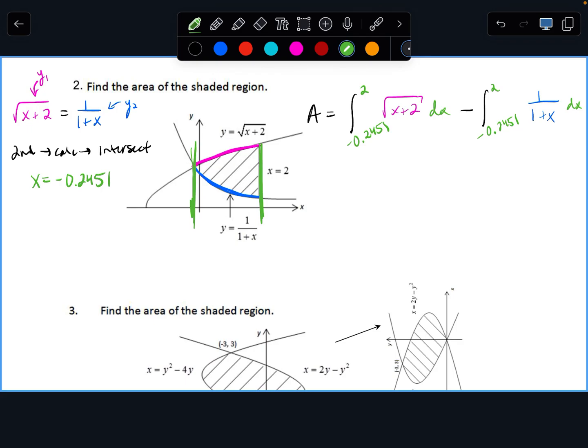The reason this is calculator is because of the intersection, not because that's hard to integrate. Okay? The integration on that is not hard. The intersection is what's hard. So maybe I'll show you the antiderivative for that just to be sure. But I'm going to put these together because then it's less typing. So it'd be the square root of x plus 2 minus 1 over 1 plus x.